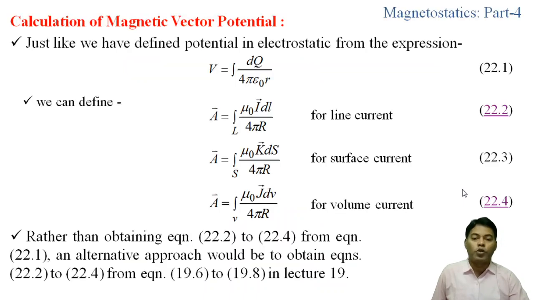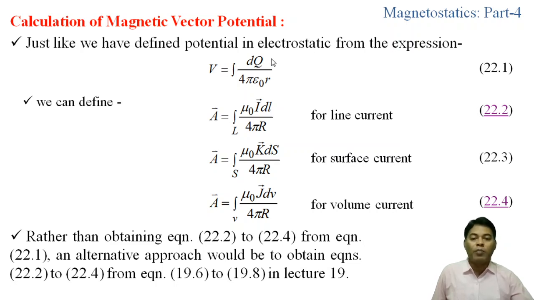To calculate the magnetic vector potential, we are going to consider the potential due to a point charge in an electrostatic field, and the expression is given by 22.1, that is V equals integration dq by 4 pi epsilon naught r. That calculation of the potential for a point charge in an electrostatic field we have derived earlier.